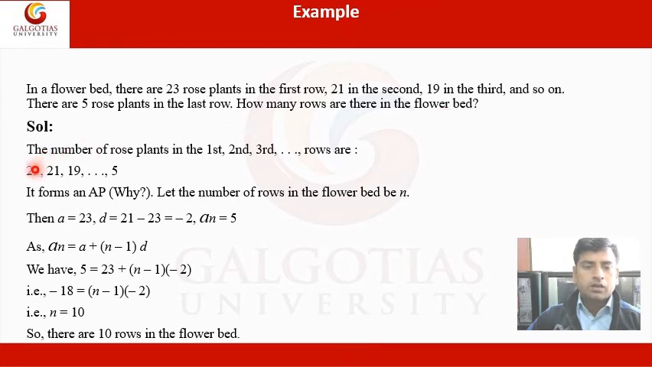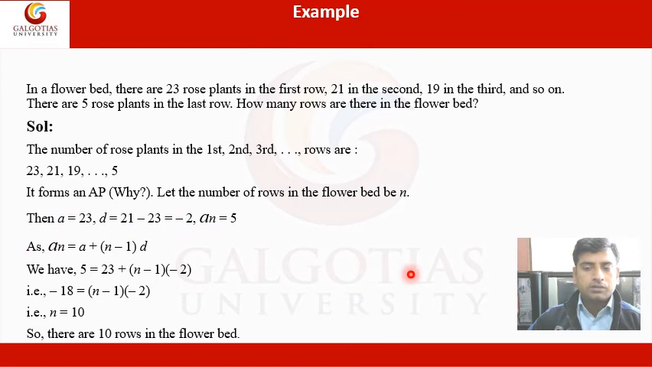So the solution is given. The number of rose plants in the first, second, third, and so on rows are 23, 21, 19, dot dot dot, and 5. So it forms an AP. Let the number of rows in the flower bed be n. Why is it an AP? As you can see, each term is obtained by subtracting 2 from the previous term. So 23 minus 2 you will get 21. Again subtracting 2 from 21 you will get 19, and so on. So here this is in AP.